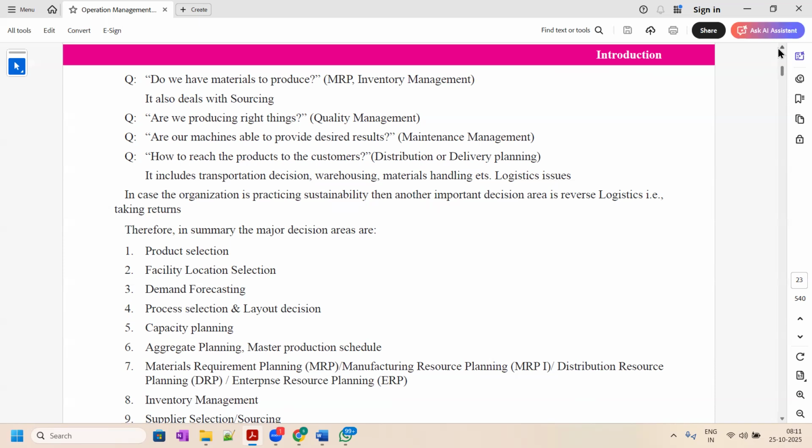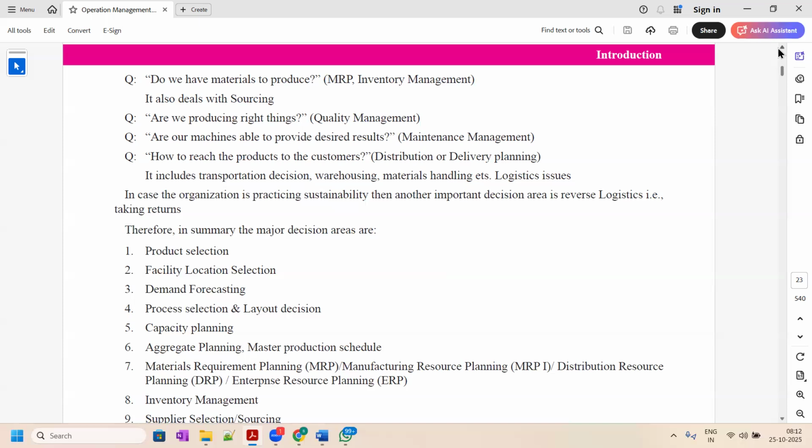So what is the sourcing of the raw material? How will you get that raw material at the right time? That is very important. The next thing is, are we producing the right thing or not? So there the quality management comes into the picture, to make sure that the product meets the required quality standards and customer expectation, resource utilization.